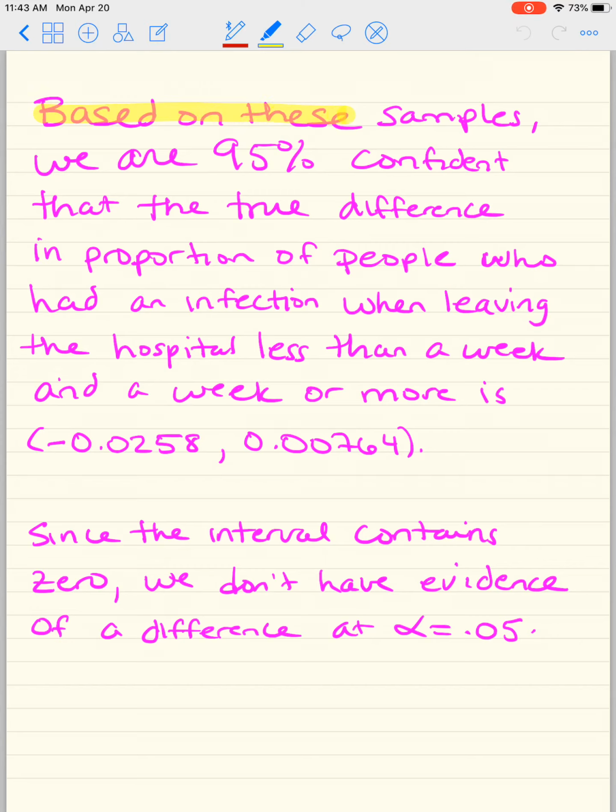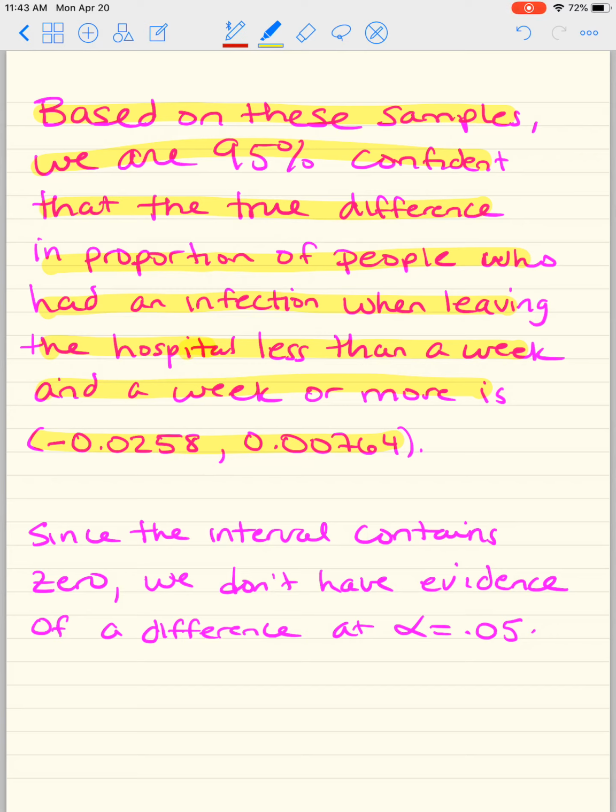Based on these samples, we are 95% confident that the true difference in proportion of people who had an infection when leaving the hospital less than a week and a week or more is between negative 0.0258 and 0.0076. So that is basically saying, hey, there's a little bit less, there's a little bit more. It just depends.